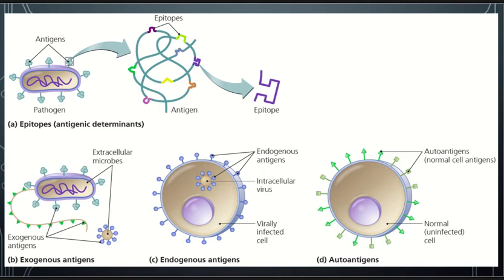We are going to find these endogenous antigens incorporated into a host cell's cytoplasmic membrane, but we'll take a closer look at that in another diagram coming up soon. And we also have autoantigens, which are our normal cell antigens.